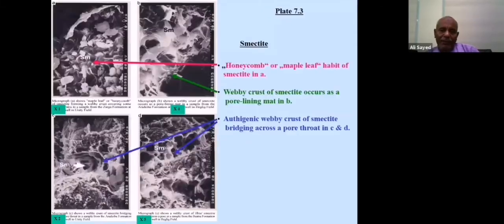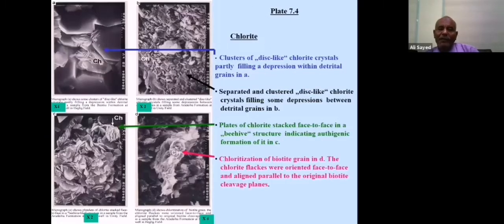Here also you can see the smectite precipitation, authigenic smectite filling the pore, bridging the pores and lining the pores. Also here you have chlorite, another clay mineral, also within the pores.